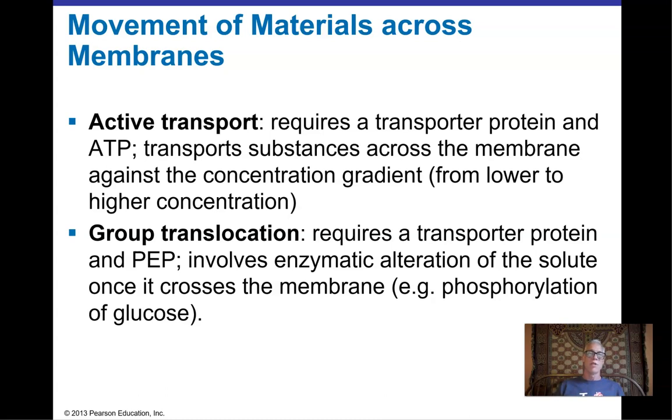There's several different types of active transport. We're not going to spend a ton of time on that, but just so you know, there's ways of transporting solutes against the concentration gradient from low concentration to high concentration across the membrane using ATP energy.